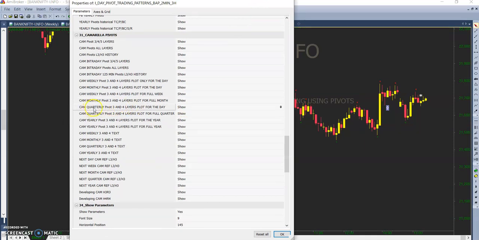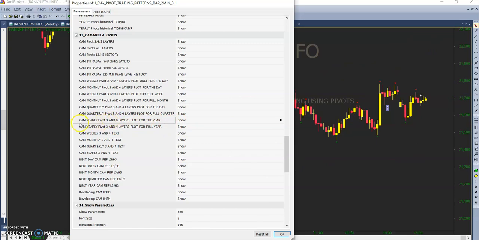And similarly the next two items are pertaining to quarterly pivot. So this particular feature plots the quarterly third and fourth layers only for that particular day. So just in case you want to see if there are any quarterly pivots close to the vicinity of the chart, you can just try this. And the next option plots third and fourth layers for the full quarter. Currently there are no quarterly pivots close to the vicinity of the chart, so that's the reason why you are not seeing any lines here.